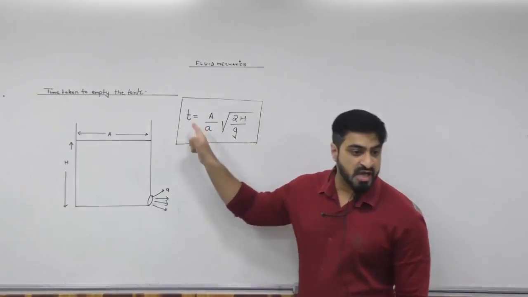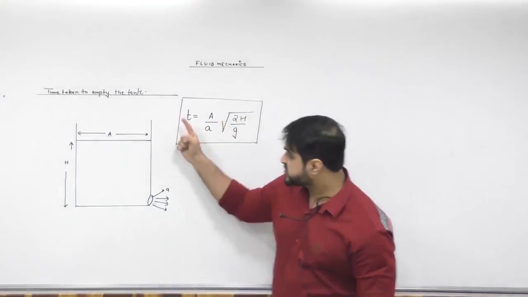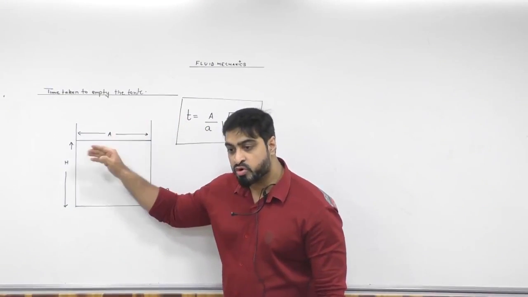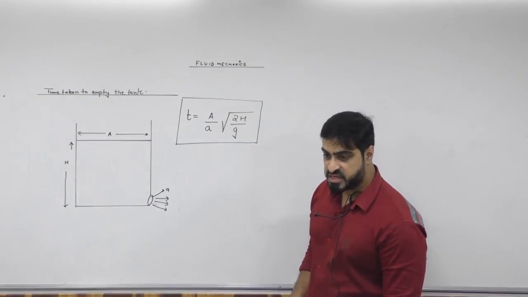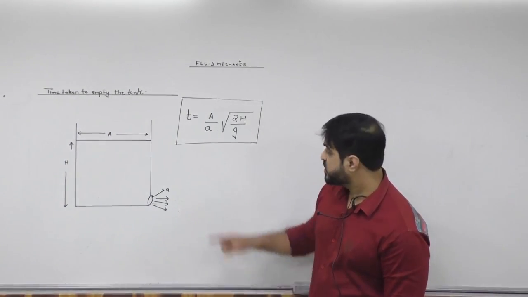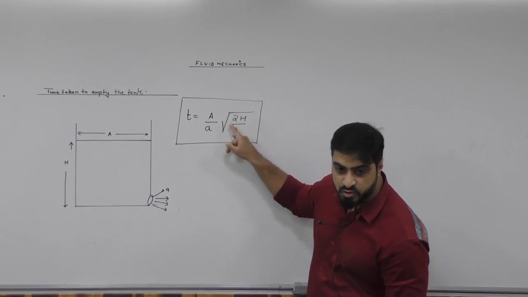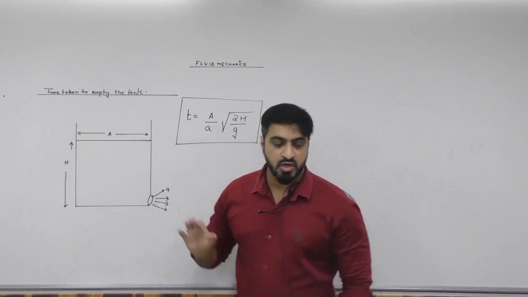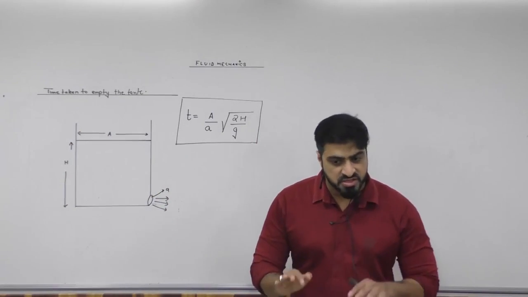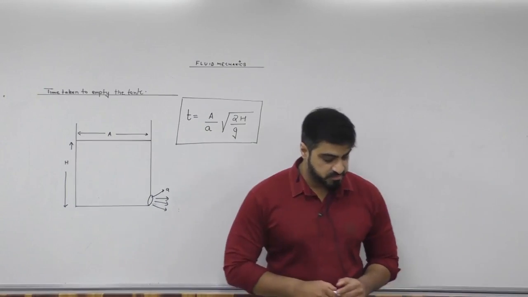It depends on capital A first. So the greater this area, the more will be the time. Understand? And it is also inversely proportional to small a, under root 2h by g, where h is the height. On the basis of this, we'll do one very famous question, then I'll prove it. Okay? Write a question.